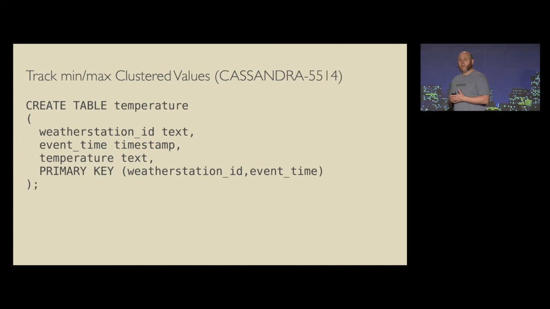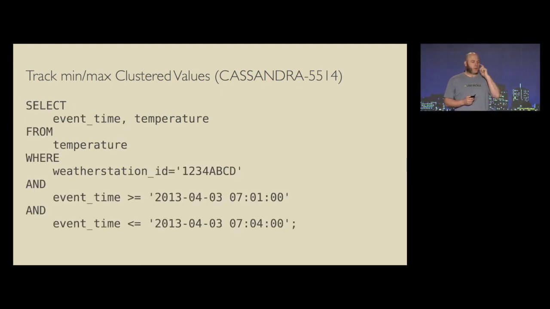Now, this ticket is really nice. It makes it a lot easier, a lot more efficient for us to do things like time series selects. If you create a table that looks like this, and I just stole this from Patrick McFadden's talk, and then you do a query that looks like this. So we say select blah, blah, blah, where event time is greater than this and less than that.